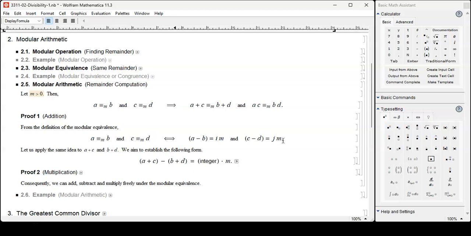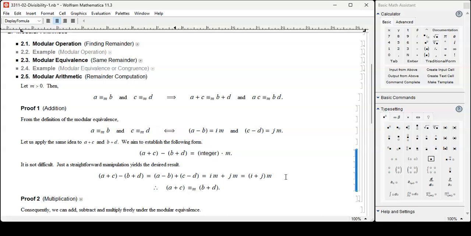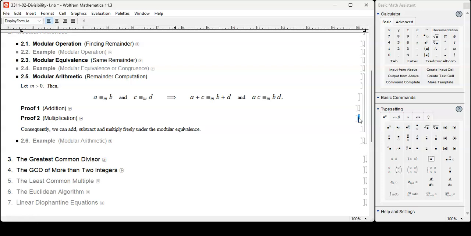So from these two, we have to prove that the difference between these two, left-hand side minus right-hand side, is divisible by m, some integer times m. It's easy. All you have to do is to switch the order of these two, like this. a minus b plus c minus d, so we have im plus jm, factor m out, voila, we have integer times m, so we have the congruence. That was easy. How about multiplication?